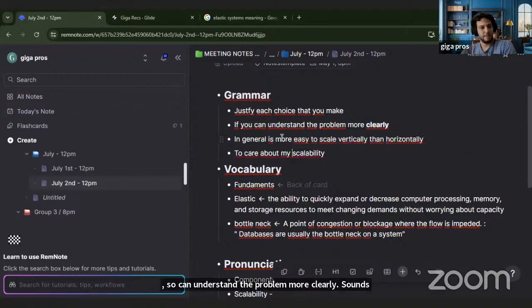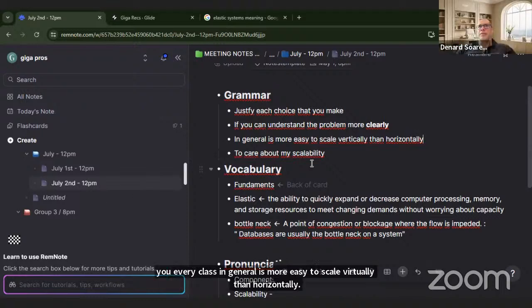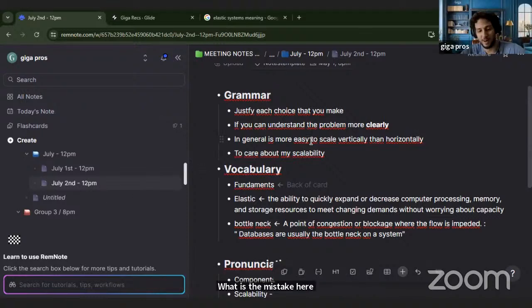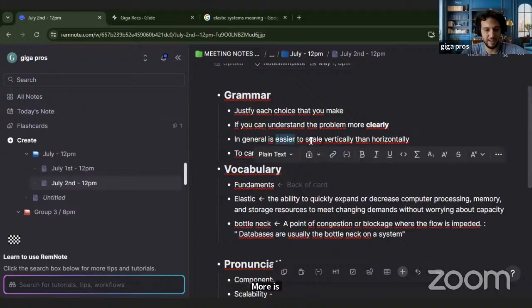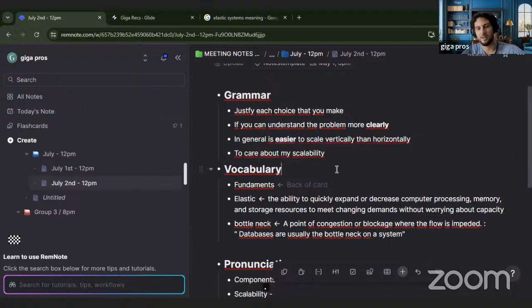What is the problem with this phrase, guys? This is something that I always say to you every class. In general, it's more easy to scale vertically than horizontally. What is the mistake here? More easy. Is easier. Perfect. Not more easy, it's easier. I say this to you guys every day. Easier to scale vertically than horizontally.